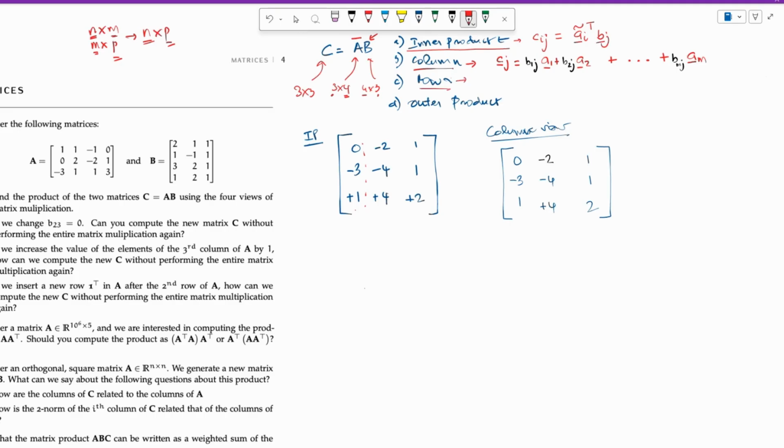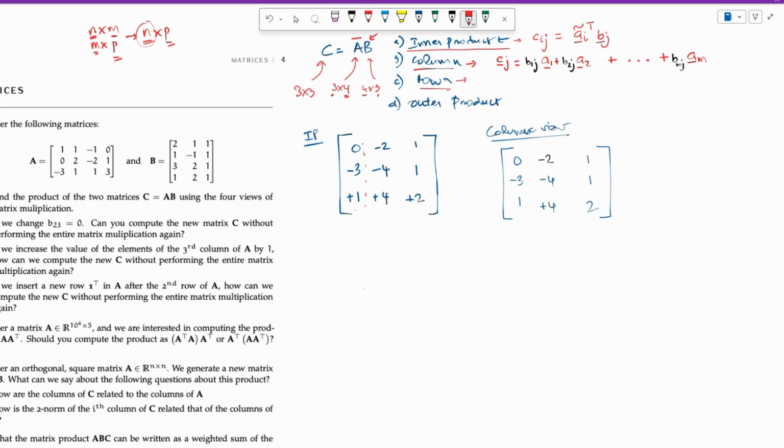Okay. Now the row view is kind of complement of the column view. The row view gives you how to compute the rows of the product. And how many rows will we have in C? The product. There will be the number of rows of A. That means the rows are determined by the rows of A. And the rows of A will determine the mixture for the linear combination of the rows of B.